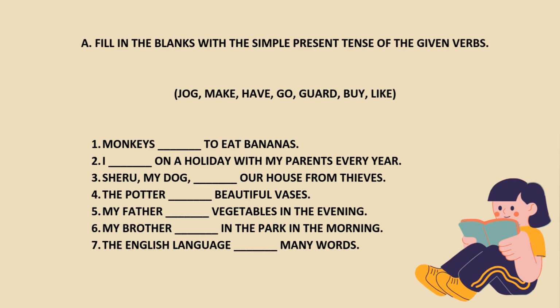Let's do the same exercise. A. Fill in the blanks with the simple present tense of the given verbs. Monkeys like to eat bananas. I go on a holiday with my parents every year. Sheru, my dog, guards our house from thieves. The potter makes beautiful vases. My father buys vegetables in the evening. My brother jogs in the park in the morning. The English language has many words.